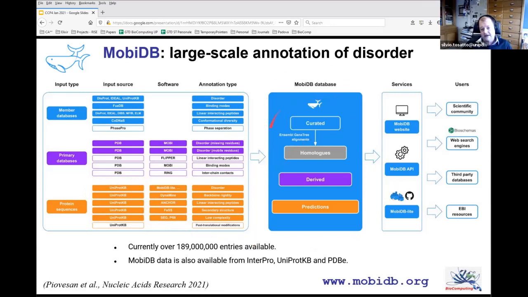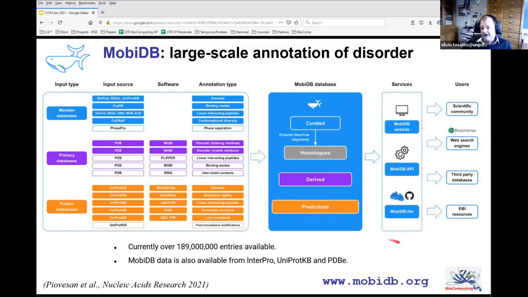This is the current data quality pyramid for MobiDB. So it has been expanded over the years to include also information about homologous sequences. Say, for instance, DisProt contains information about P53 in human, which has an experimental backing, but it doesn't contain information about P53 in mouse. And this would be then annotated via homology.